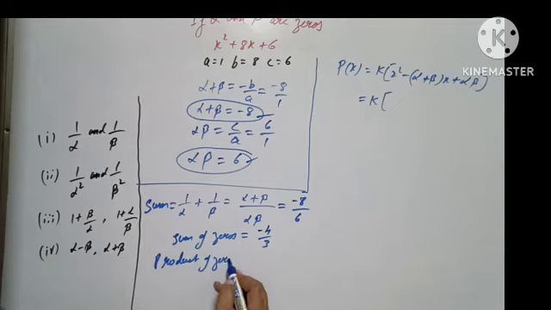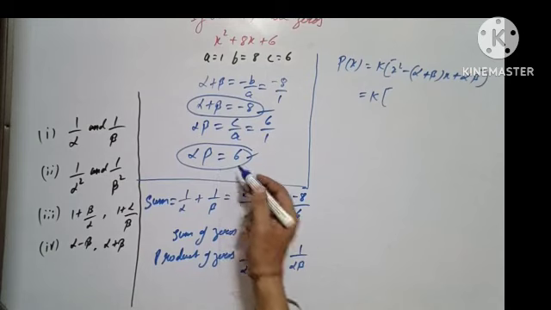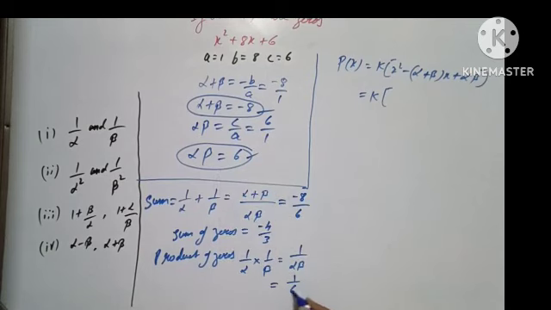Product of zeros, that is 1 by alpha into 1 by beta, we get 1 by alpha beta. So alpha beta value is 6. So the product of zeros is 1 by 6, and the sum of zeros is minus 4 by 3.